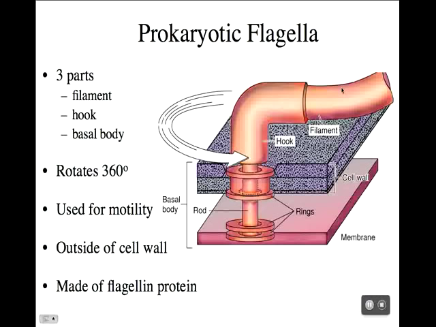Now, as for what cells have flagella and what prokaryotic cells do not have flagella, I can give you a couple of guidelines. All of the spirilla have a flagella. They're all motile via flagella, so all spirilla have a flagella. About half of the bacilli have a flagella and are motile. The other half aren't. They don't have a flagella. But very, very few of the cocci have a flagella. Most of the cocci are non-motile. They don't have flagella.